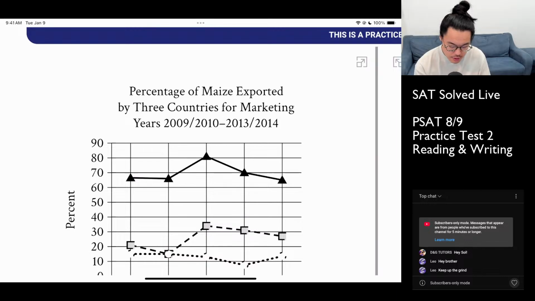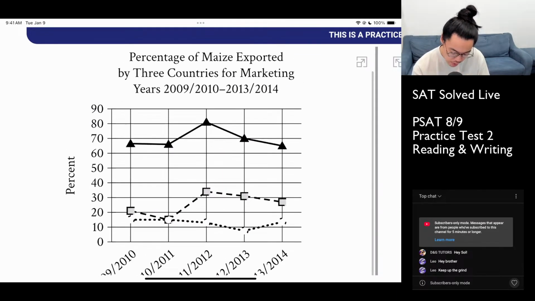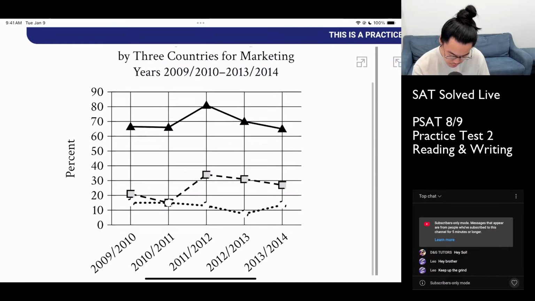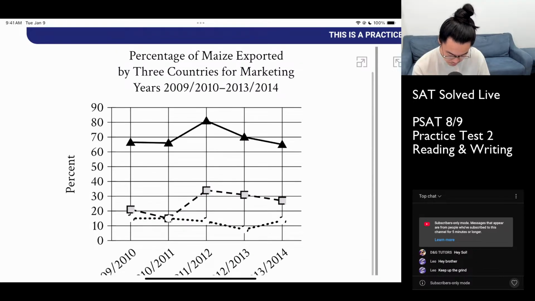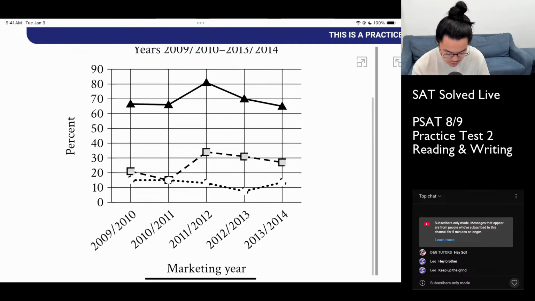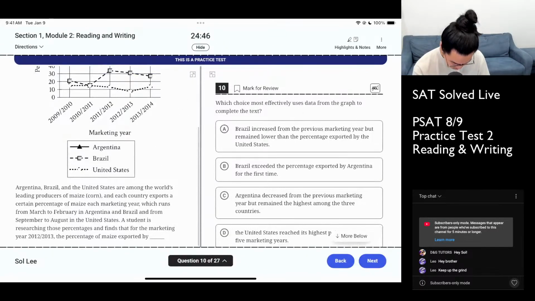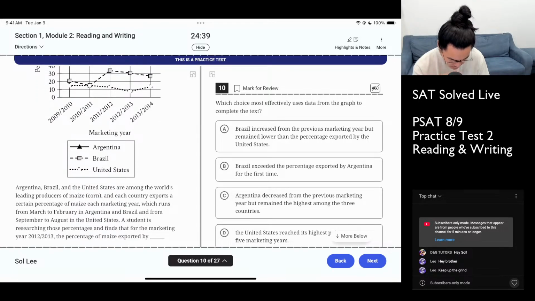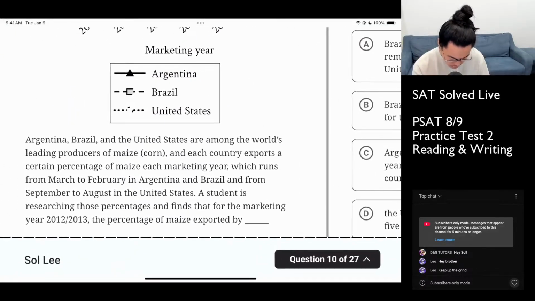Percentage of maize exported by 3 countries for marketing years 2009 to 14, so 1, 2, 3, 4, 5. We have 3 different countries, Argentina, Brazil, and United States. Apparently, the U.S. is garbage at marketing, but Argentina and Brazil were marketing pretty heavily in 2011, 2012. A student is researching and finds that for 2012, 2013, percentage of maize. Okay, let me just double check the rest of the paragraph. Each country exports a certain percentage of maize each marketing year.